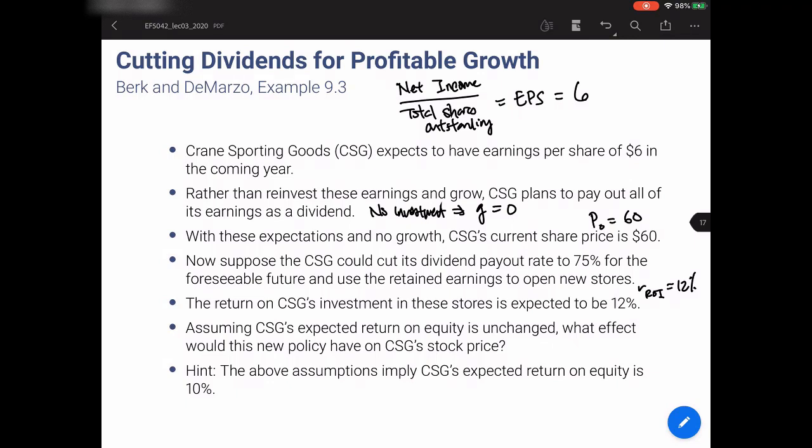So first step, we're going to figure out how to come up with this cost of capital given the information we're given. And then we're going to figure out how much this firm should be worth given this new dividend payout policy, and then use the previous cost of capital to discount future dividends back to time 0. Okay, so that's the plan.